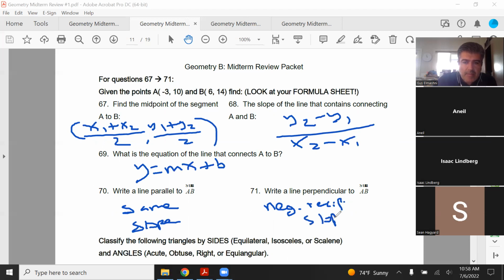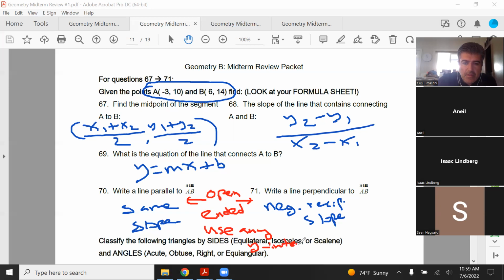So I'm gonna let you guys work these out. Here are your 2 points. -3, 10, 6, 14. Work it out. If you could put your answers in the chat, we'll see how it's going. And 70 and 71 are somewhat open-ended, just so you know, because you could use any y-intercept. Okay, so have at it. I'll pause the recording.